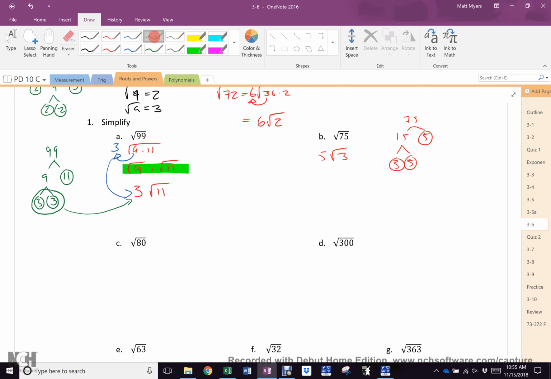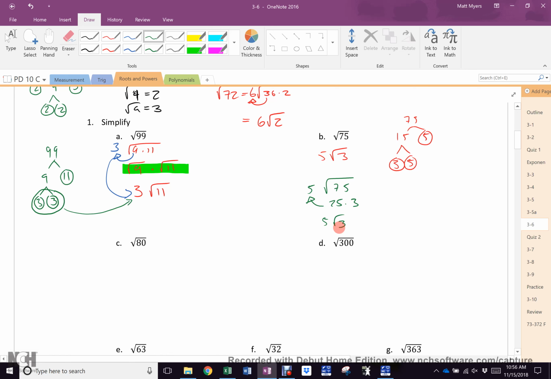Now I would submit to you, if you knew your perfect squares, would you not have saved yourself a step to go 25 times 3? What's the square root of 25? 5. So what comes out? 5. What stayed under there? 3.